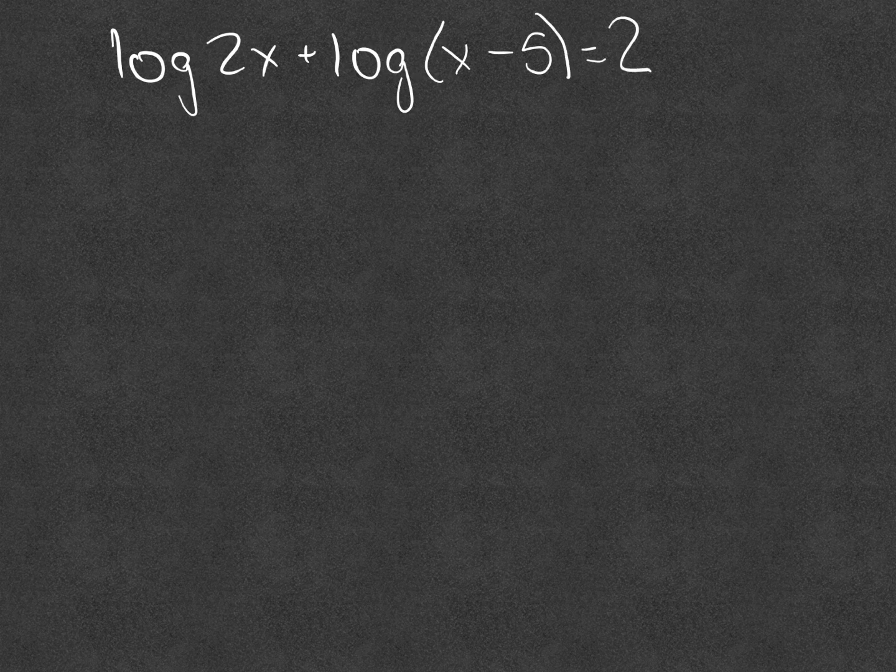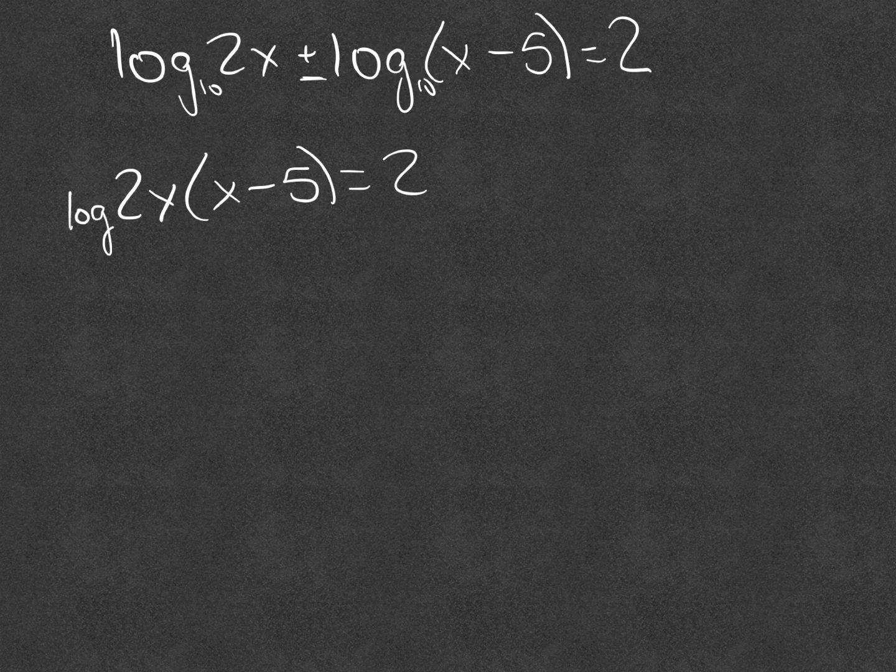Now what we need to do is go ahead and use that product property. Since we see that they are adding and they both are log base 10, we don't necessarily need to write that, that's just there. We can go ahead and multiply it. So that gives us log of 2x times x minus 5 equals 2, and that is all with just one singular log. Now I'm going to multiply that out. So that's log of 2x squared minus 10x equals 2.